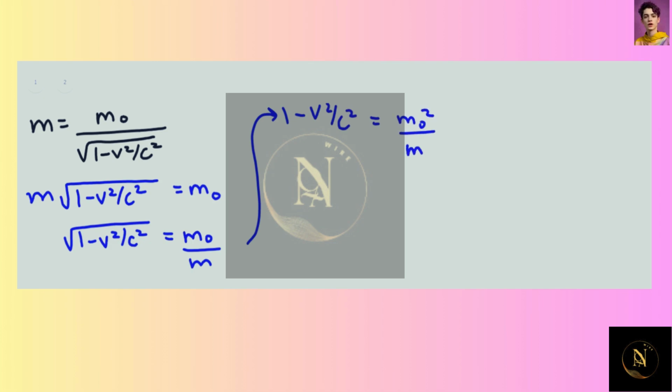m squared. Then we'll subtract 1 from both sides, and we have the opposite of v squared over c squared equals m naught squared over m squared minus 1. Then we'll multiply both sides by negative c squared to get v squared by itself. So v squared equals negative c squared times m naught squared over m squared minus 1.